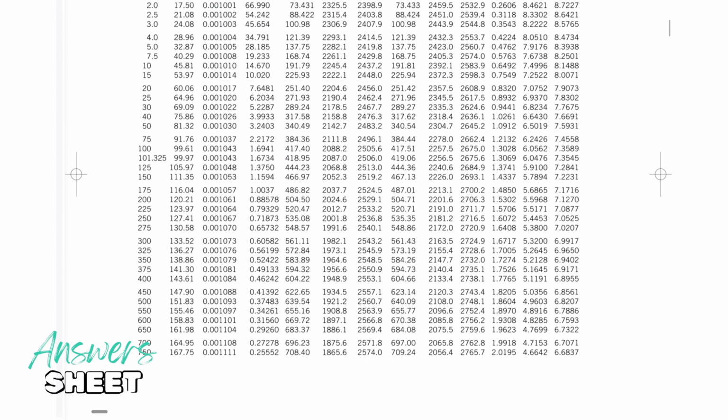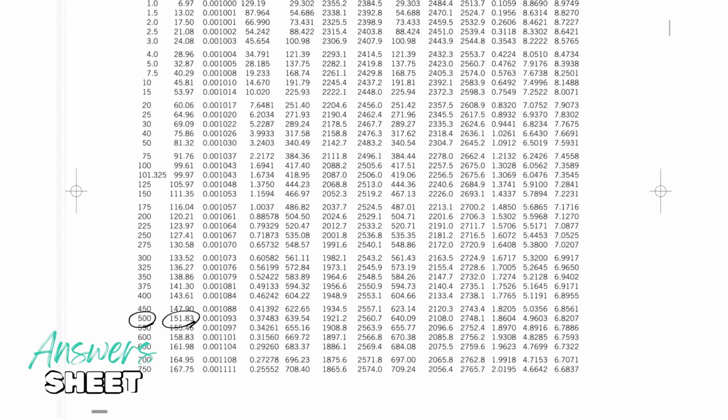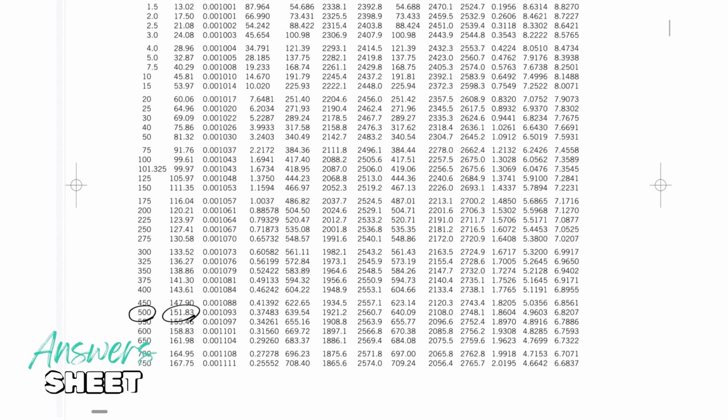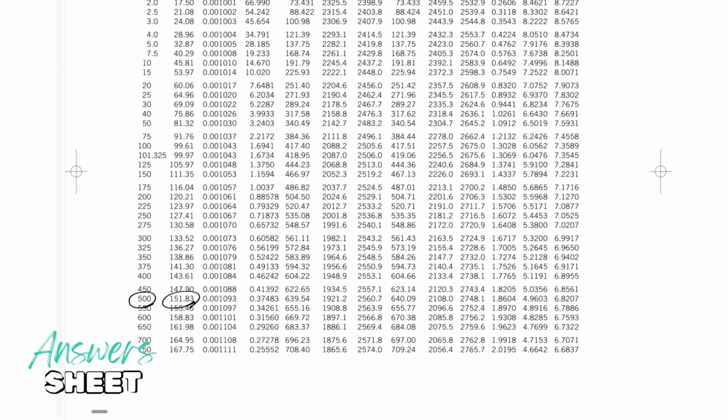A5, a pressure of 500 would tell me a saturation temperature of 151. I'm at a temperature of 75. If my temperature is too cold for the saturation table, then it is a compressed liquid. So this tells me compressed liquid. So I'm going to go to table A7, the compressed liquid table.